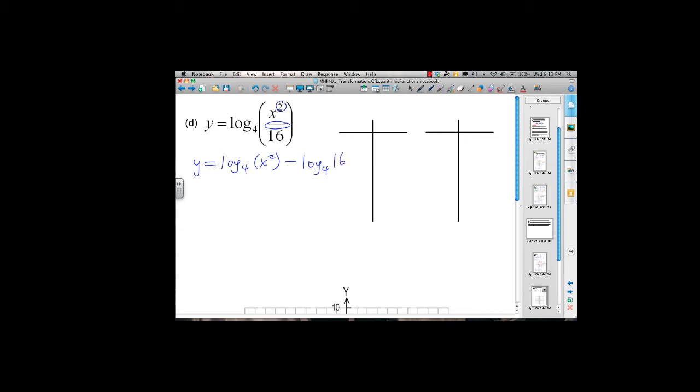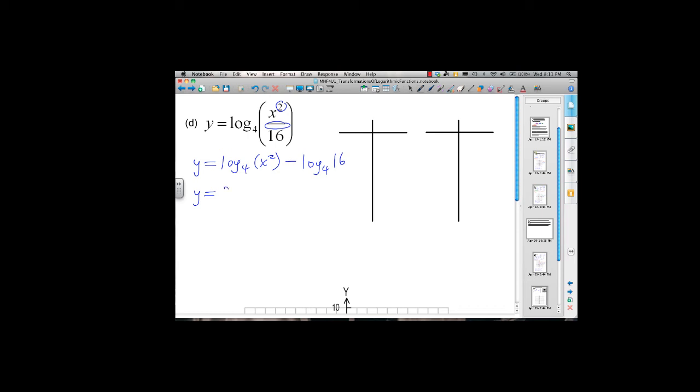Right? Now as it turns out, because we're working with a base of 4, 16 is actually a power of 4. One other thing to consider, the fact that I have x squared as the argument of that first logarithm, what I could actually use now is the Power Law of Logarithms, which says I can actually take that exponent outside of the logarithm and multiply it as a coefficient in front.